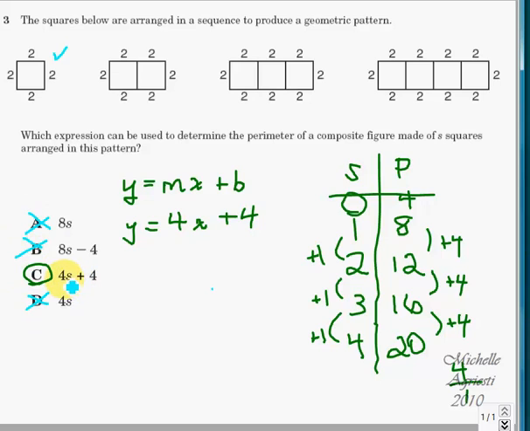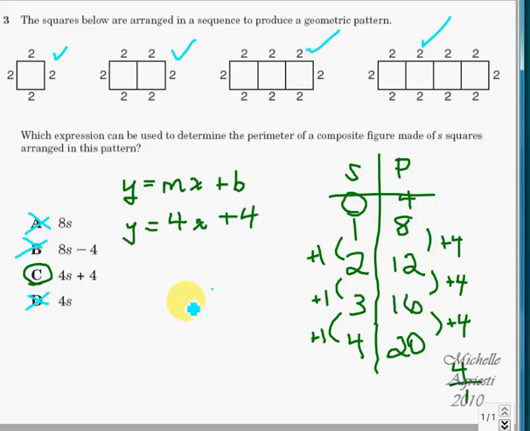We can use it on this one. 4 times 1 is 4, plus 4 is 8. That works. 4 times 2 is 8, plus 4 is 12. So that one works. 4 times 3 is 12, plus 4 is 16, and it works. And finally, 4 times 4 is 16, plus 4 is 20. And it works on every single one. So make sure that you check every single one, because they'll work on part of them but not the others.